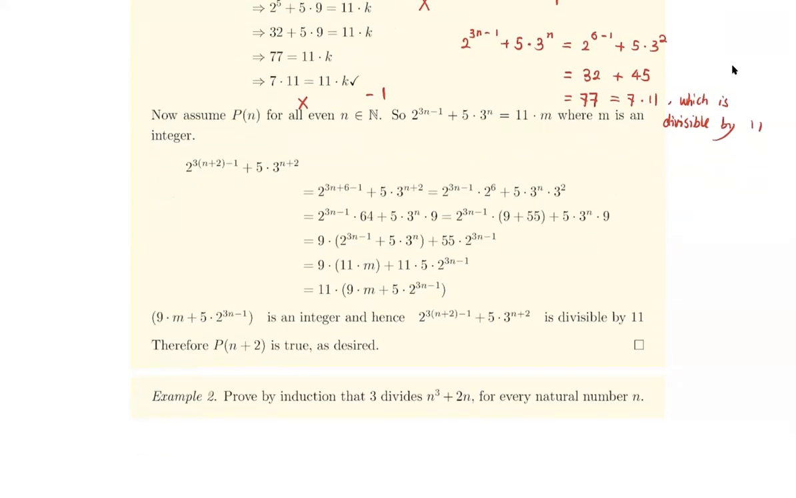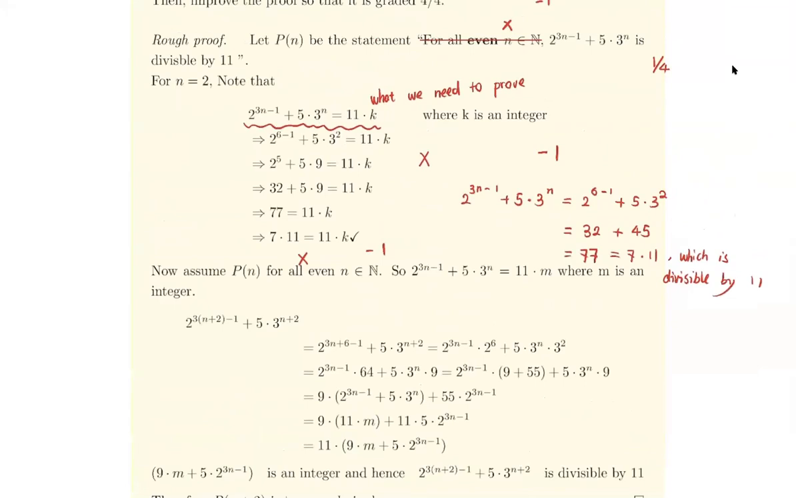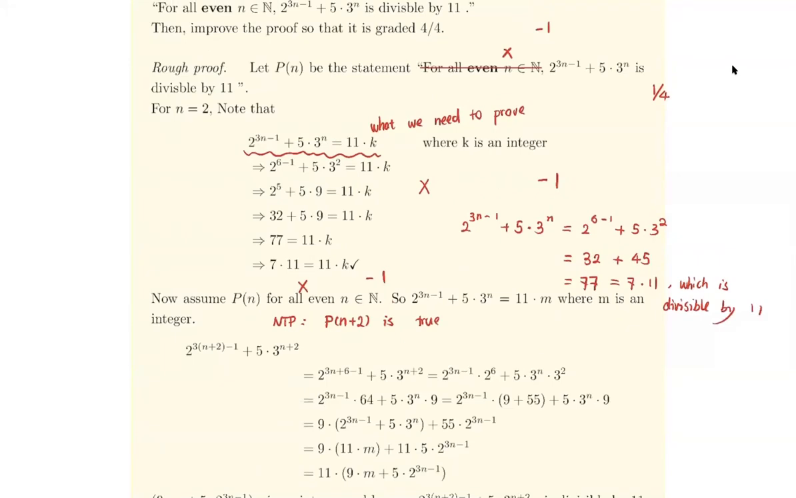Anyway, induction step. What you need to show is that P of n plus 1 is true. Oh, n plus 2, sorry guys, n plus 2, because we're talking about even numbers. So since n is even, n plus 1 will be odd, so we need to prove P of n plus 2 is true. Because the next one, this is a variation of induction. I just want to use it to show you the common mistake.